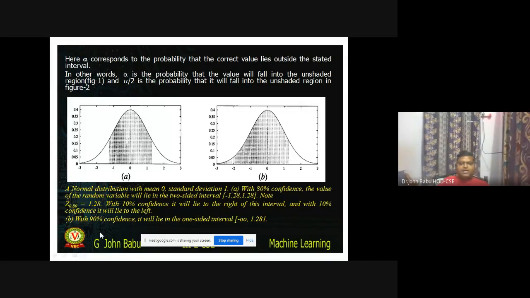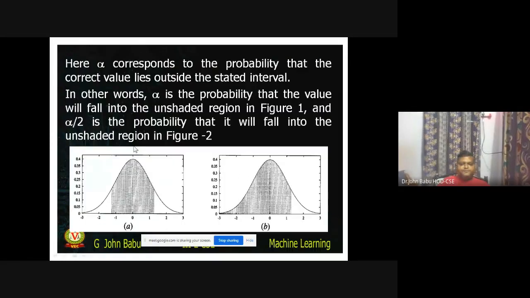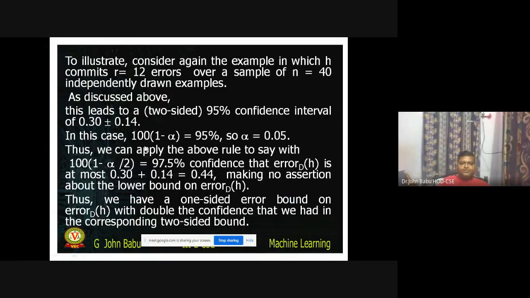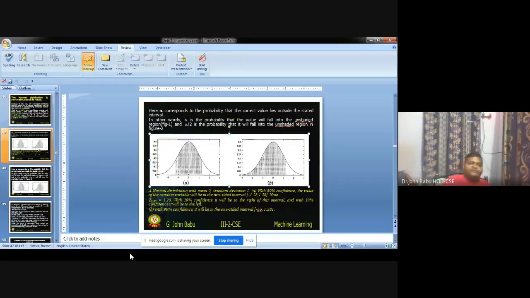1 minus alpha by 2. This is alpha and this is alpha by 2. So we calculate 100 into 1 minus alpha by 2. So 90%.